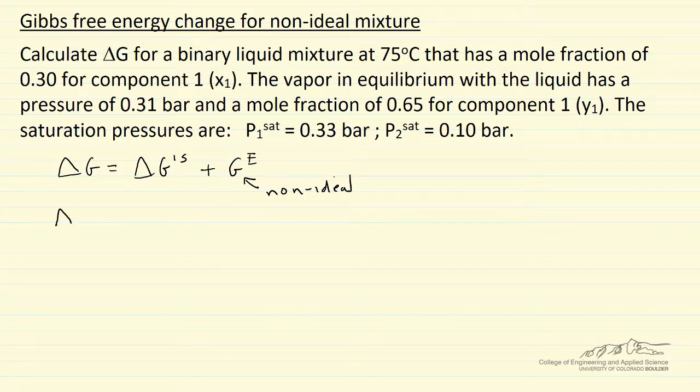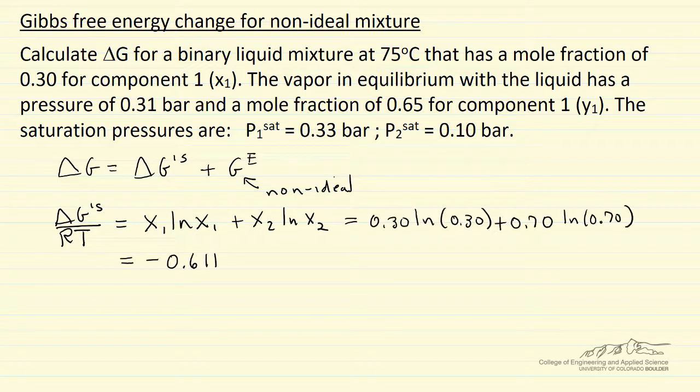And so delta G ideal solution divided by RT, which makes it dimensionless, is just the mole fraction multiplied by the log of the mole fraction for component 1, and likewise for component 2. So let's calculate that, and I get a value of minus 0.611. This is dimensionless, and it's negative, as it should be for an ideal solution. The Gibbs free energy decreases when we create an ideal mixture.